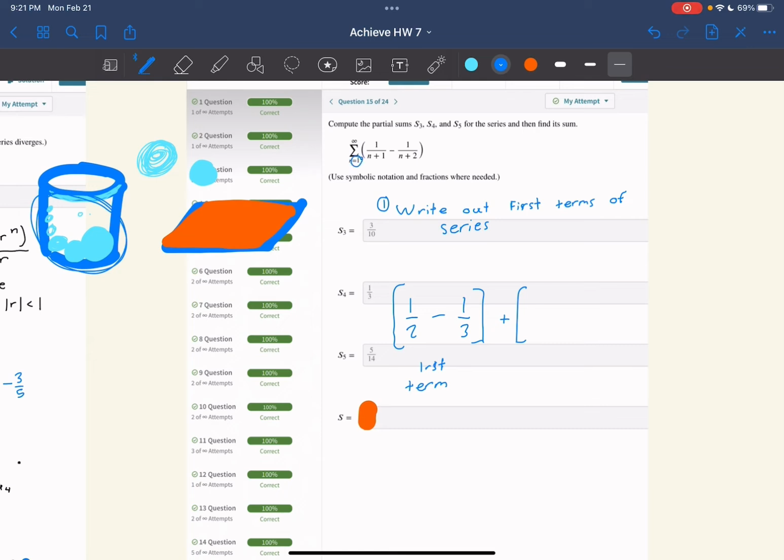Remember, the first term, you're starting with 1. So you're plugging in 1. 1 plus 1 is the 2. 1 plus 2 is the 3. And we minus. Okay, cool.